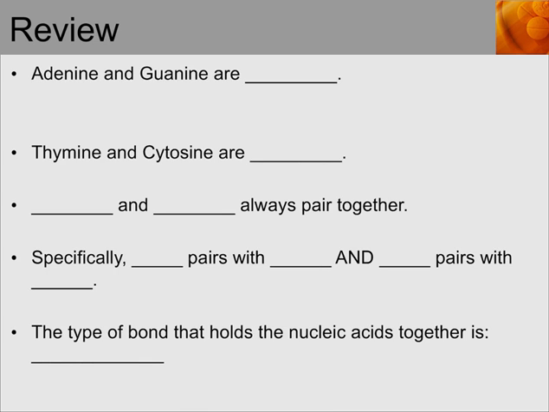So let's just review some of the info we learned. So adenine and guanine are blank. And what I'm looking for here is either purines or pyrimidines. Thymine and cytosine are blank, so either purines or pyrimidines. And then which 2 pair together? Specifically, blank pairs with blank and blank pairs with blank. So which nucleotide bases pair together? And then the type of bond that holds the nucleic acids together is blank. Or sorry, that should be nucleotides, not nucleic acids. All right, so see if you can complete these sentences. If you get a little confused, that's okay. We'll go over it together in a bit.